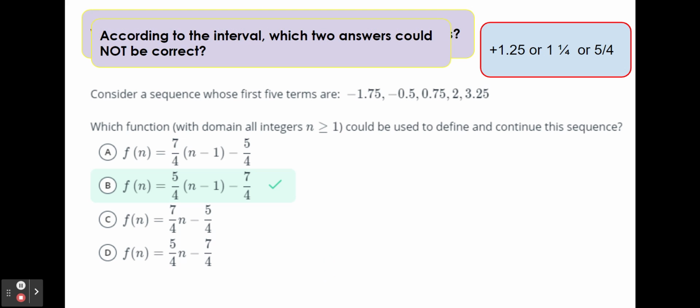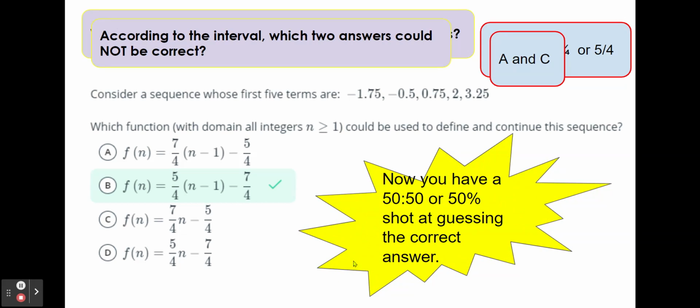According to that interval, which 2 answers could not be correct? A and C cannot be correct. Now you have a 50-50 or 50% shot at guessing the correct answer if you see something like this on your test. The correct answer is, of course, B.